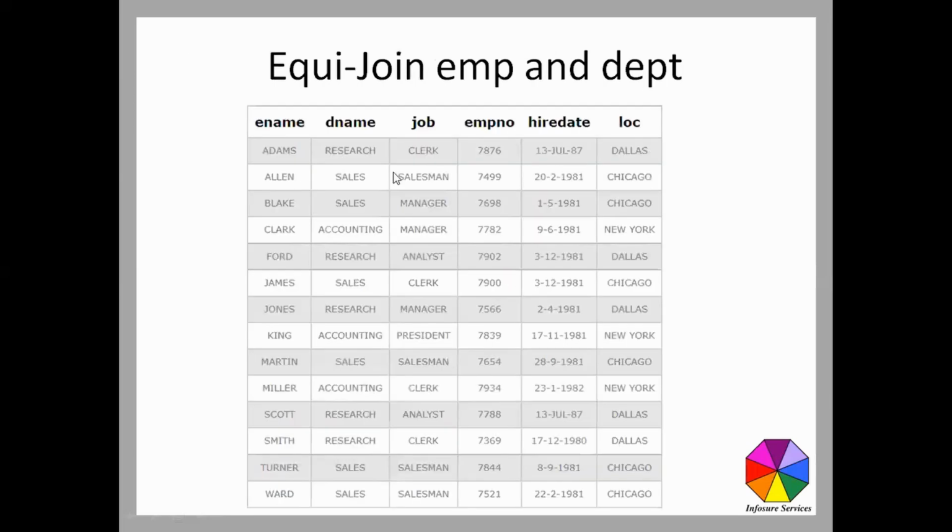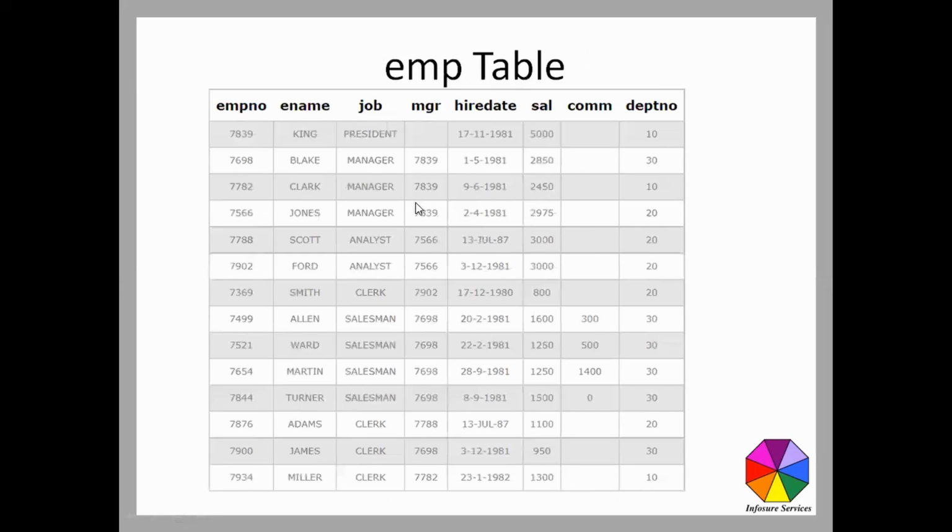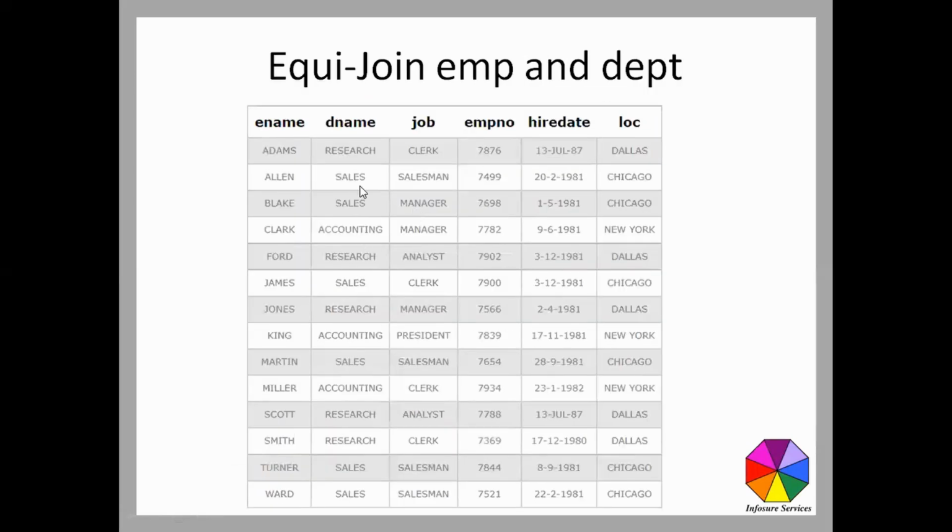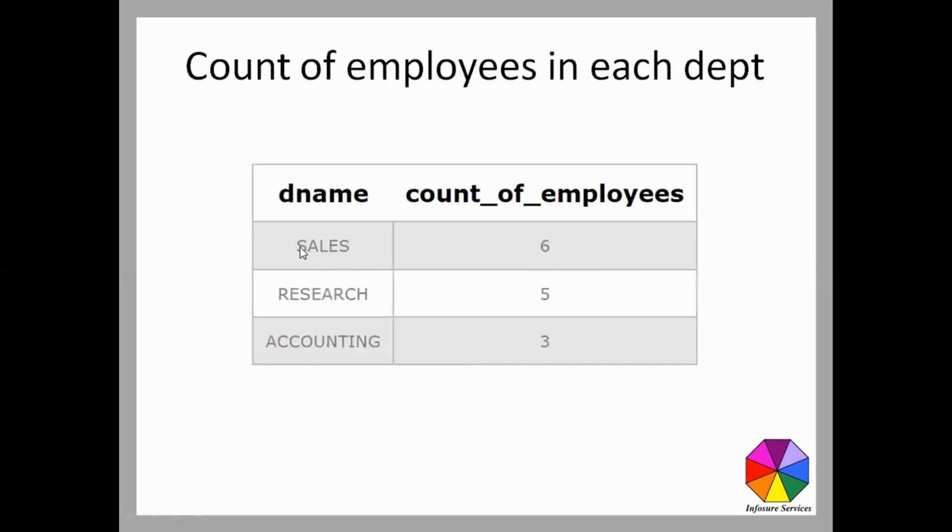So that will produce such a result. Here, for multiple people of the sales department, it will count. Pick one occurrence. So here sales: 1, 2, 3, 4, right? You'll pick one occurrence and put it in the count. Total 6. Research like that. Accounting 3, and so on. Is this clear? So this is a count function on the number of employees.